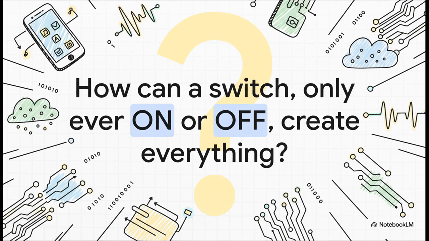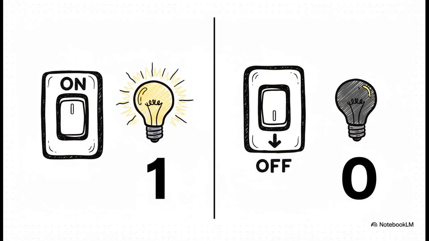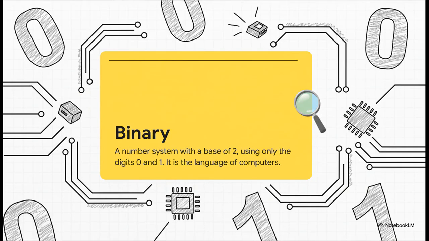It seems impossible, right? But the answer is that our entire digital universe is built on this incredibly simple two-state system. And to make the system work, we just need a way to label those two states. So we give them a number, 1 for on and 0 for off. Simple as that. This two-digit system, this language of ones and zeros, has a name. We call it binary. You can literally think of it as the native language of every single computer on the planet. Just like you and I think in words, computers think in these long strings of ones and zeros.